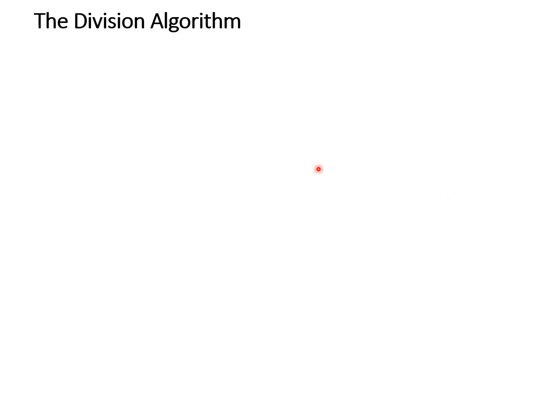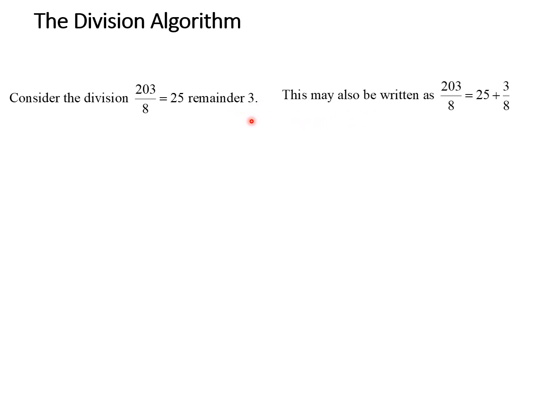So next, now the division algorithm simply states that if you consider division, for example, 203 divided by 8, it is simply 25 remainder 3. And this division can also be written as 25 plus the remainder over the divisor, right? So the remainder is 3 over the divisor.